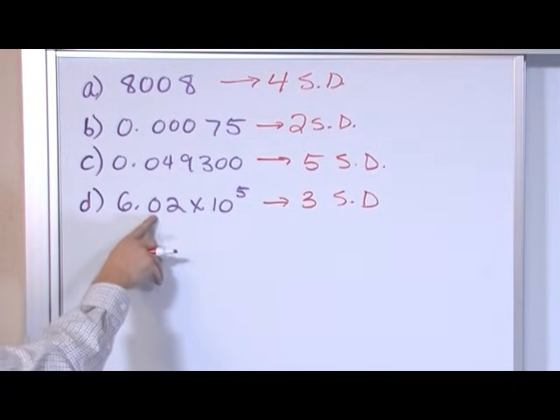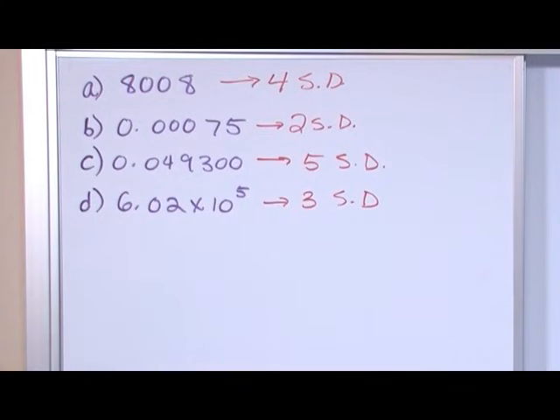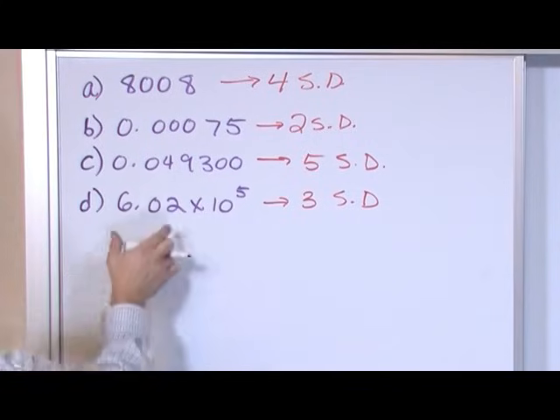Notice that in this case, this 0 does count. The reason that 0 does count is because it's sandwiched between 2 other significant figures like that. All right, so it does count. So 3 significant figures.